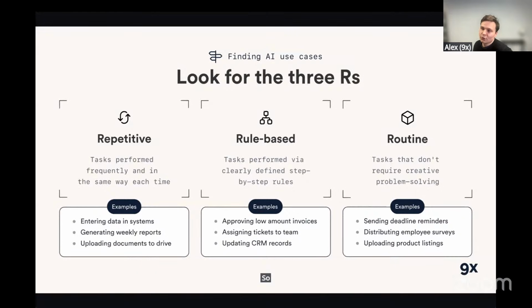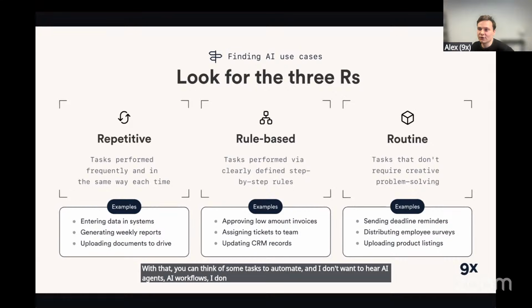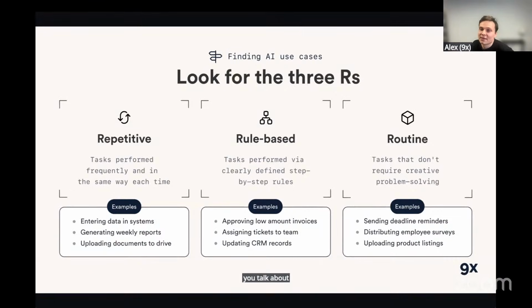So first framework, it has nothing to do with any tool you may use. Look for the 3 R's: repetitive, rule-based, routine tasks. Maybe you can let us know in the chat if, with that, you can think of some tasks to automate. And I don't want to hear AI agents, AI workflows. I don't want to hear an internal tool. I want to hear you talk about things you do. That's the key part. All right, framework number 2.